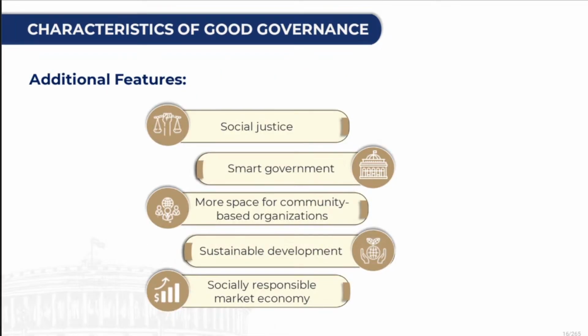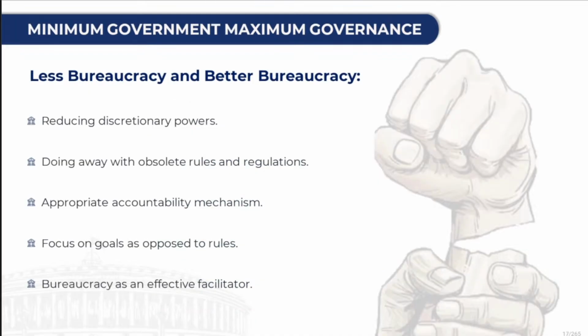The additional features of good governance are social justice, smart government, more space for community-based organizations, sustainable development, and a socially responsible market economy. Now, models of governance. Citizen-centric administration: shifting from government as a ruler to government as a service provider, focusing on citizen satisfaction. E-governance: using information and communication technology to provide transparent, fast, reliable services. Example: Passport Seva.